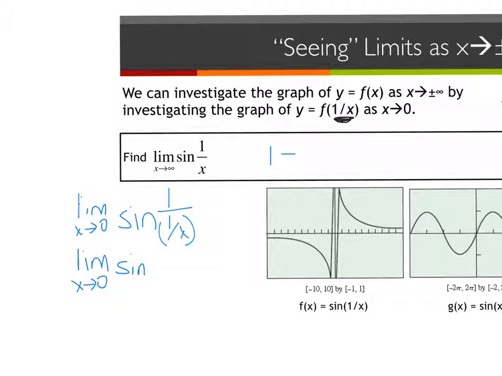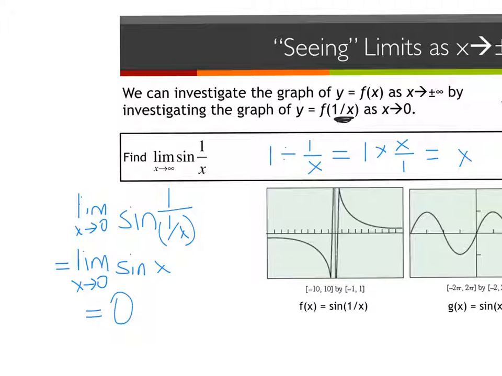1 divided by 1 over x. Does anyone remember the rule for dividing a fraction? Multiply by the reciprocal. So it's x. So I can look at this as the limit as x approaches 0 of sine x, which is 0, because I can just plug 0 in. So this is a really specific situation.